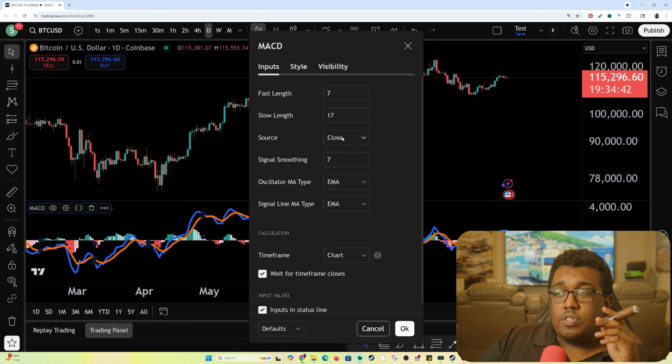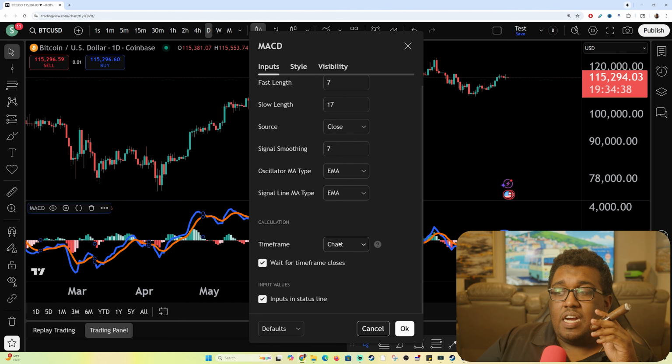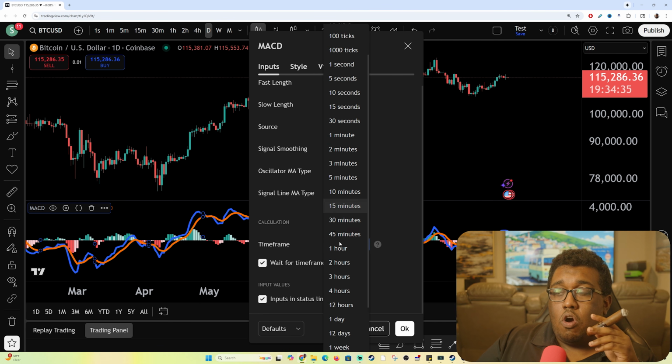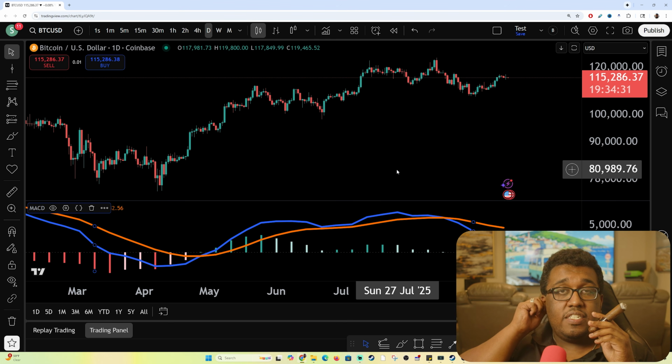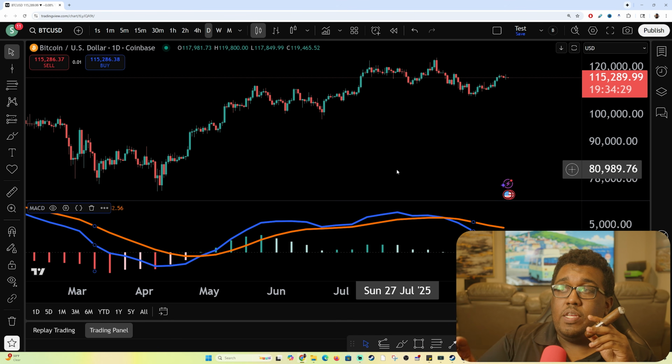You can keep the sources closed, oscillator as EMA, and the signal line as EMA. Then go to time frame and make this go from chart all the way to weekly, okay? Hit OK, and this is the base of the strategy. You want to be using a daily chart with this and a weekly MACD.